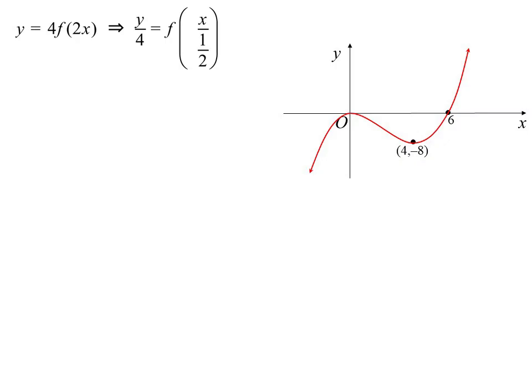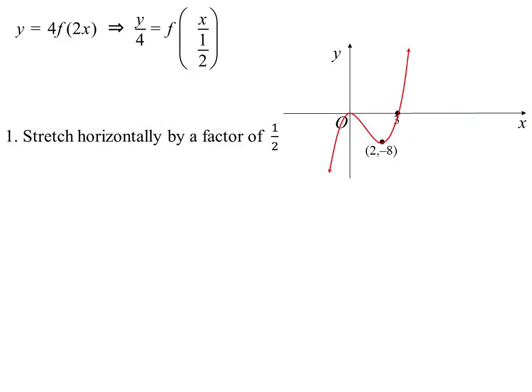What have we done to it? I could rewrite this so I can see the transformations better. So y over 4, we have a dilation in the vertical direction, but then it's going to be function x divided by a half. So horizontally, the factor is a half, so I'm pushing it in. It'll become steeper, there it is. All of the x values are going to be halved. The y values staying the same. So that x-intercept of 6 became 3.